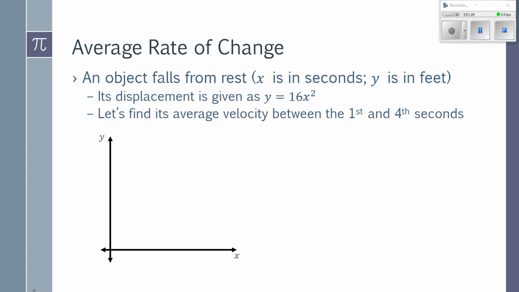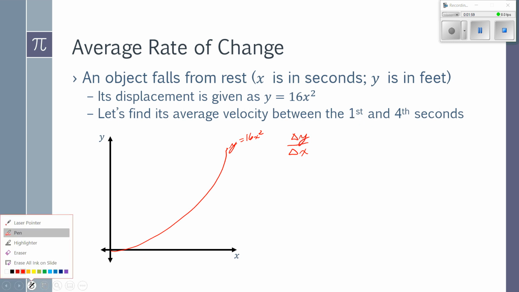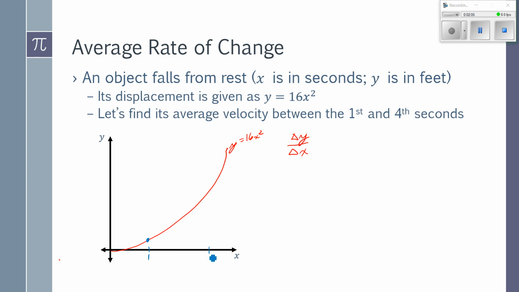Well, average velocity in physics is found as the change in y over the change in time, in this case change in x. So it's the change in the displacement over the change in time. Well, if I graph y equals 16x squared, I can do a better graph than that. What I need is the first and fourth seconds. So here's the first second. Here's the fourth second.